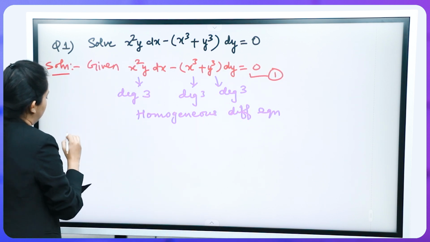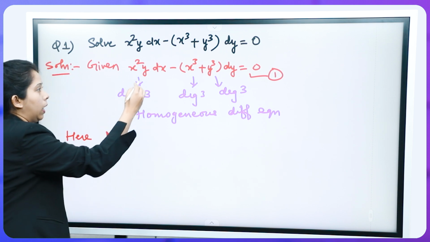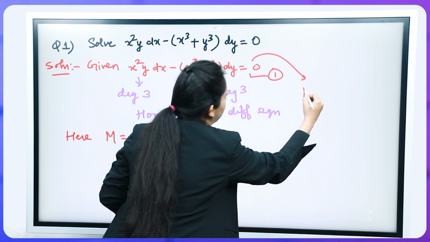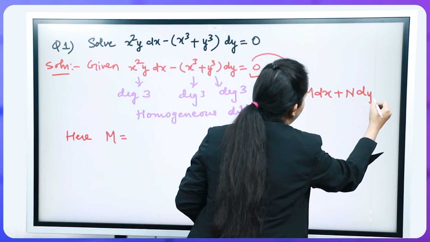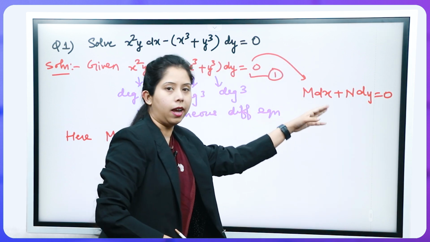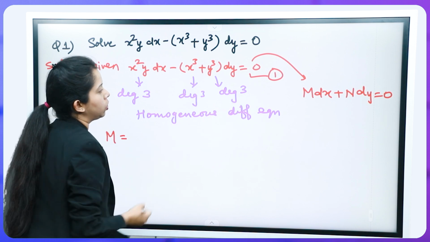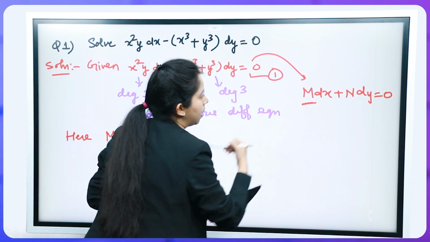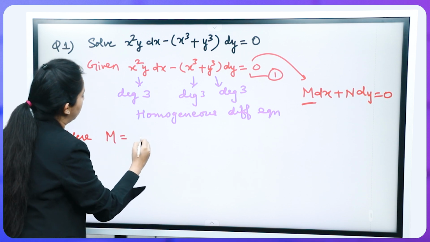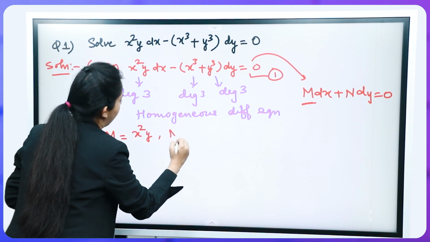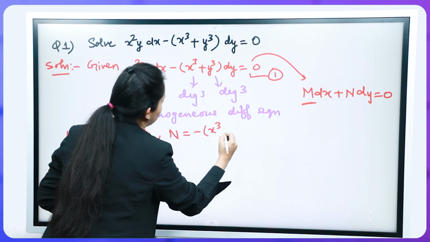Here the first step is to write the value of M and N. We can compare it with the standard form of exact differential equation, that is M dx + N dy = 0, where M and N are functions of x and y. On comparing it with the standard form, the coefficient of dx is taken as M and the coefficient of dy is taken as N. So here M will be x²y, and N is the coefficient of dy, that is −(x³ + y³).